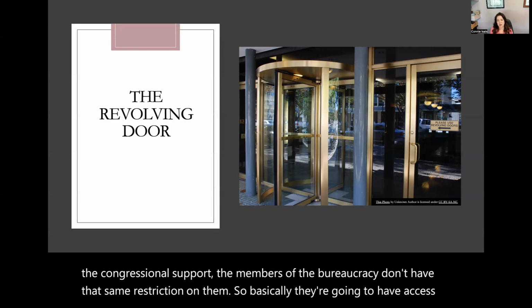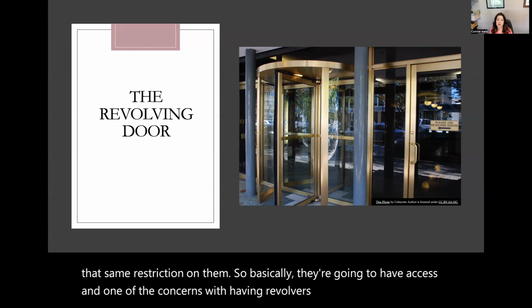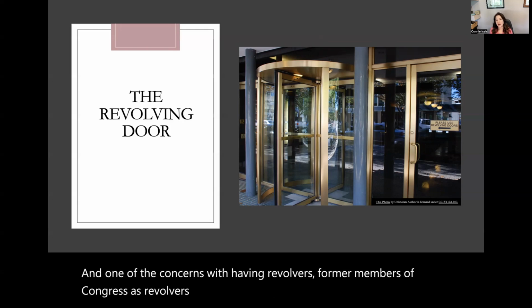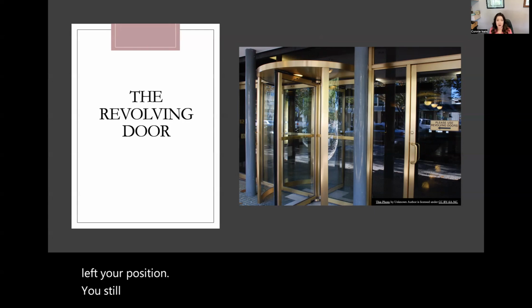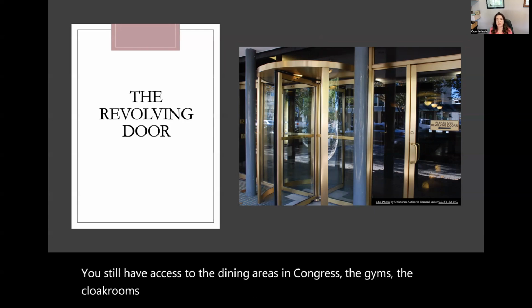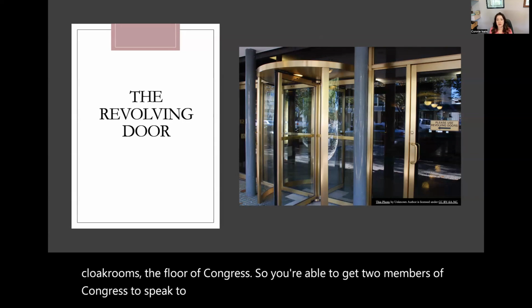And one of the concerns with having revolvers, former members of Congress as revolvers, is that they have access that the everyday public doesn't have. If you were a member of Congress, even though you have left your position, you still have access to the dining areas in Congress, the gyms, the cloakrooms, the floor of Congress. So you're able to get to members of Congress to speak to them in a way that someone who has not been a member of Congress cannot.